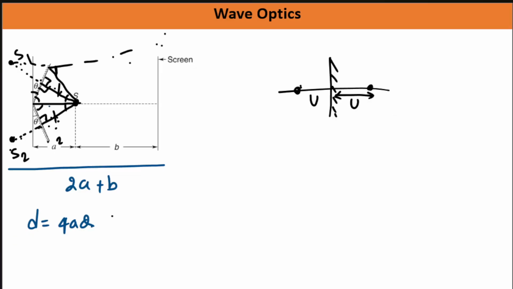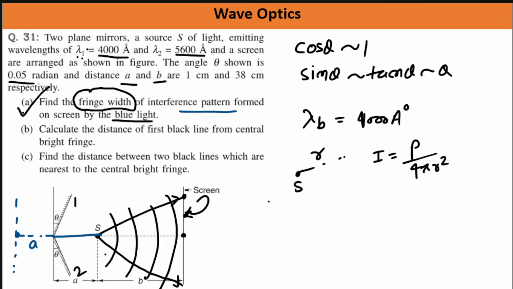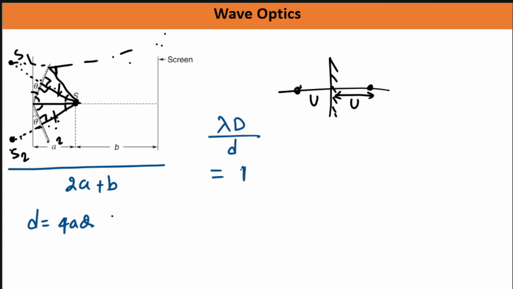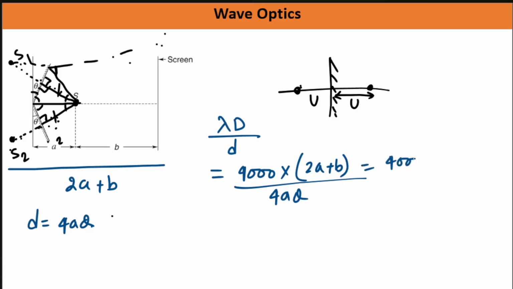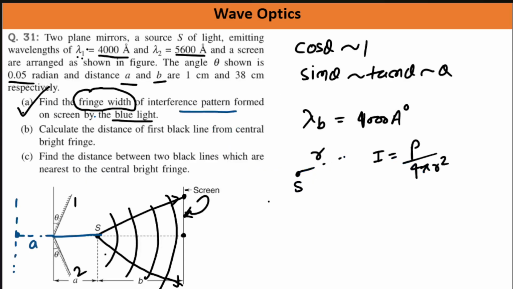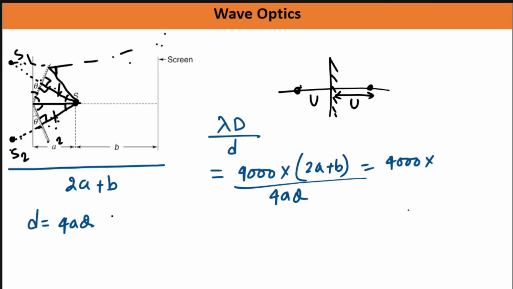So fringe width का formula क्या होता है? Fringe width is your lambda D by d. ठीक है. So for blue light we have to go with blue light, 4000 angstrom. So यहाँ आप 4000 लिखो and then capital D, 2a plus b divided by 4a theta. Let us put the values. So this is 4000 into 2a plus b. अब देखो a क्या है तुम्हारा? A is your 1 centimeter. So 2a means 2 centimeter. B is 38 centimeter. So basically 40 centimeter, right? So यहाँ पे आप लिख लो 40 centimeter.